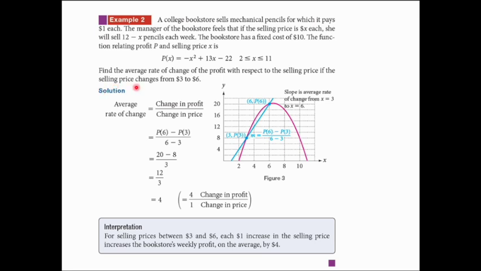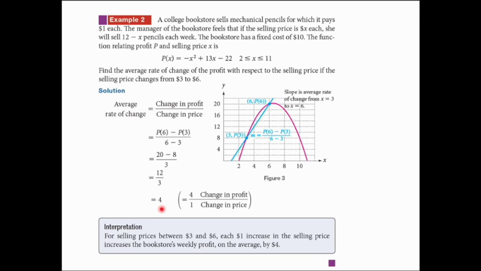And we're looking at the change of selling price from $3 to $6. So what we need to do is find the corresponding profit values for $3 and $6. So that's our P of 6 and our P of 3. We're going to subtract that. So that's the difference in the profit from 3 to 6. Then we're going to look at the difference in the price. That's our x. So we're going to take 6 minus 3. And when we work that out, we are going to get an average rate of change of 4.